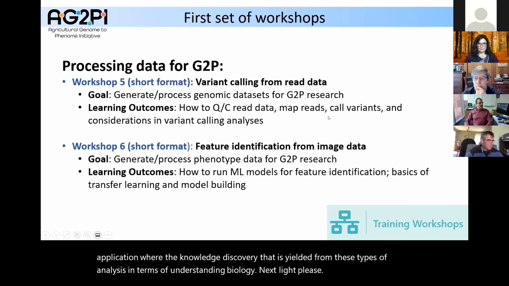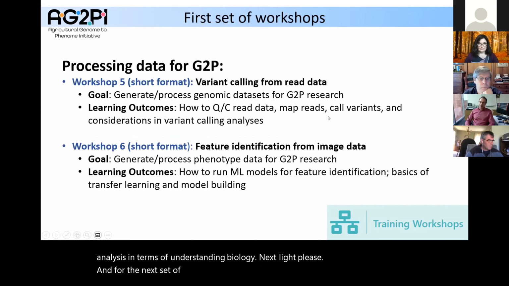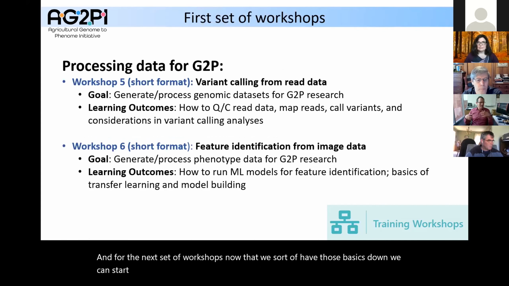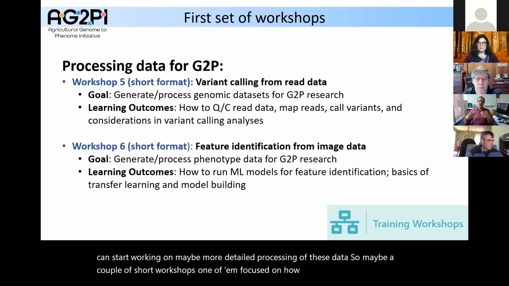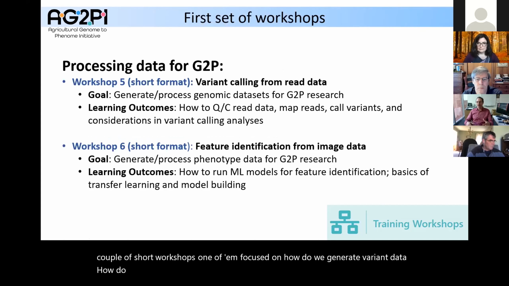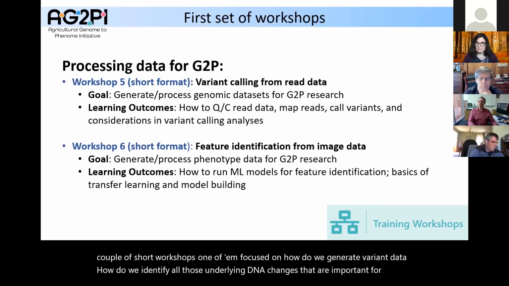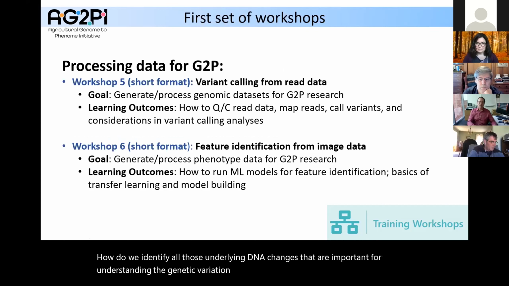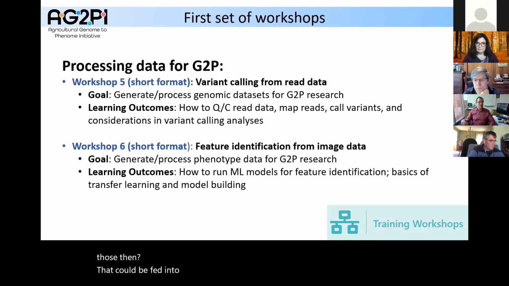And for the next set of workshops, now that we have those basics down, we can start working on maybe more detailed processing of these data. So maybe a couple of short workshops, one of them focused on how do we generate variant data? How do we identify all those underlying DNA changes that are important for understanding the genetic variation happening in plants and animals, and how those then eventually could be fed into these GWAS and genomic selection experiments.